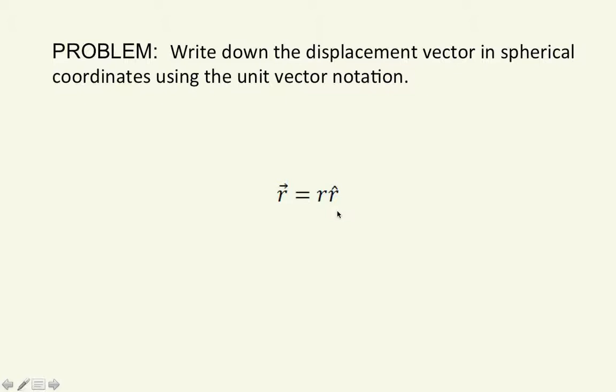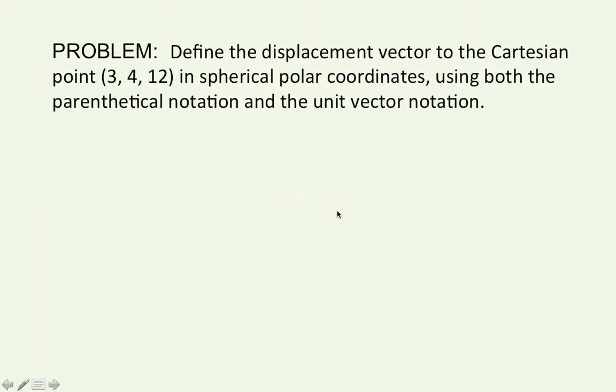To make sure that you understand how to define the displacement vector in spherical polar coordinates, let's do a couple more problems. In the first problem, I want you to define the displacement vector to the Cartesian point (3, 4, 12) in spherical polar coordinates, using both the parenthetical notation and the unit vector notation.